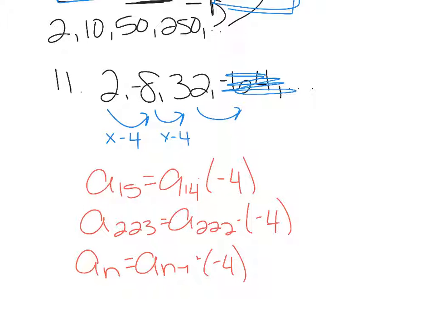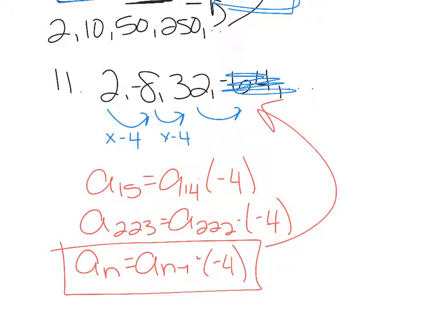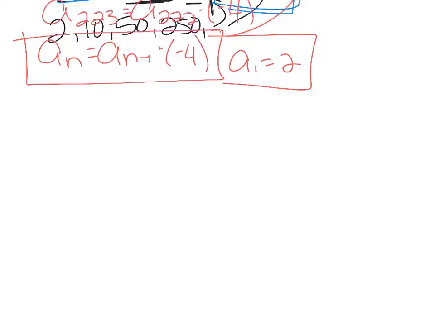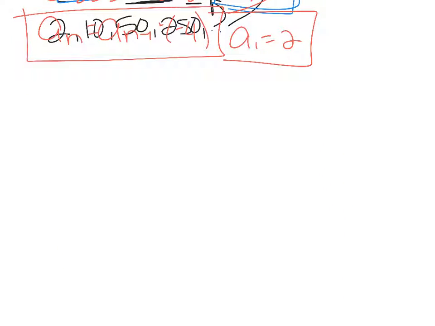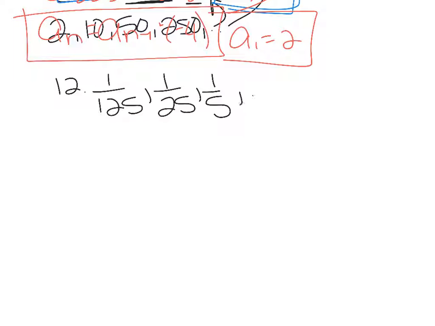Okay, now here's the thing. Once again, this is right, but that's not going to tell me how to get that sequence. You have to tell me where to start. You have to say a sub 1 equals 2. Okay, last one. Let's say we have 1 over 125, 1 over 25, 1 over 5, 1, dot, dot, dot.